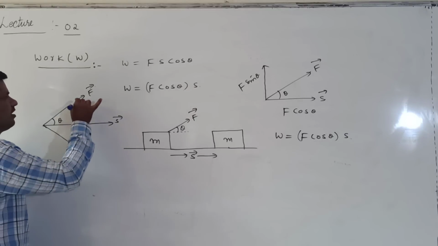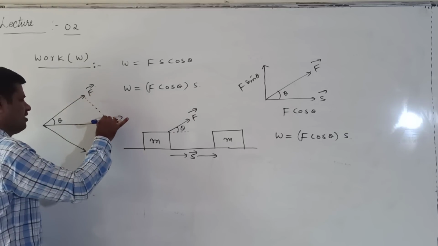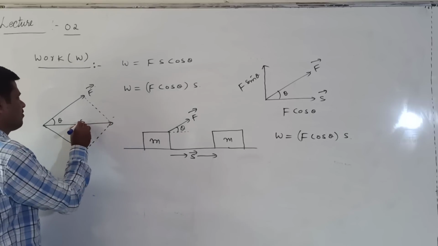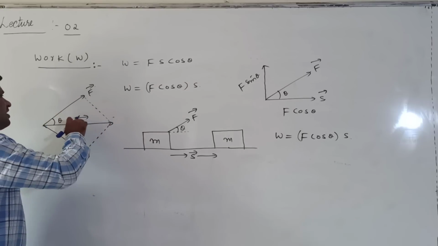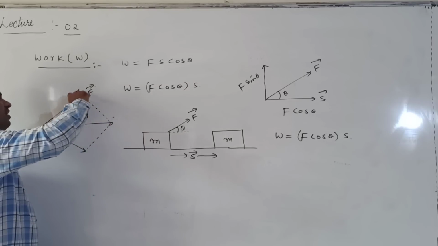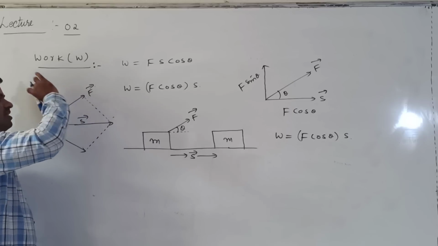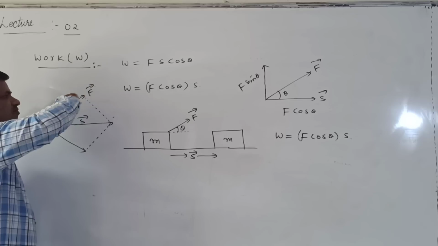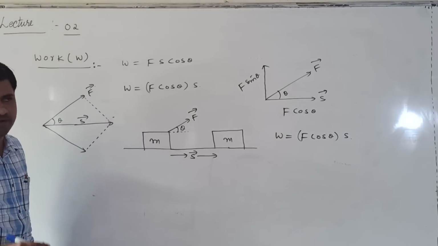Now I am constructing, suppose I am drawing the parallelogram. This is the S bar. Suppose this S bar is making an angle with this line, which is considered as horizontal. The force direction is there. What is the direction of the force? That is considered as horizontal.